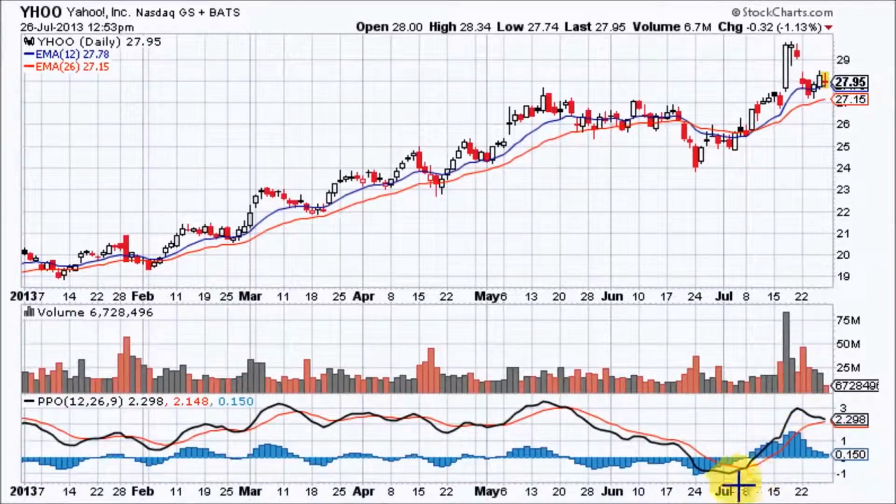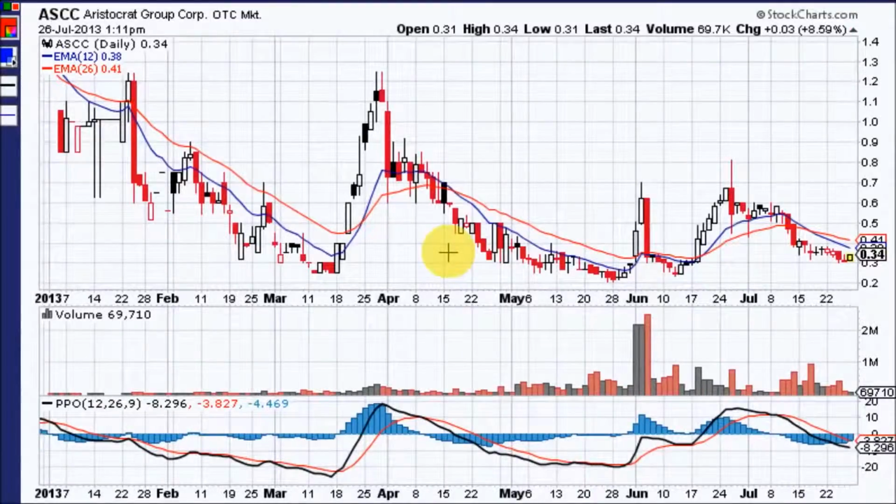And at the same time, you're looking for other signals like the PPO to cross up through the signal line as the histogram crosses up through zero. And again, that happens when the 12 EMA crosses up through the 26 EMA. Now let's take a look at some of the signals the PPO has given this chart on ASCC.